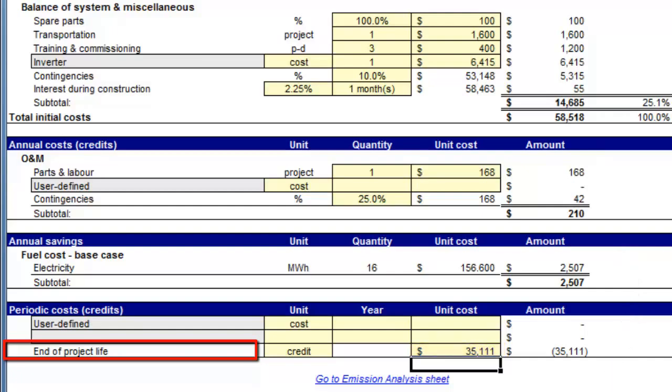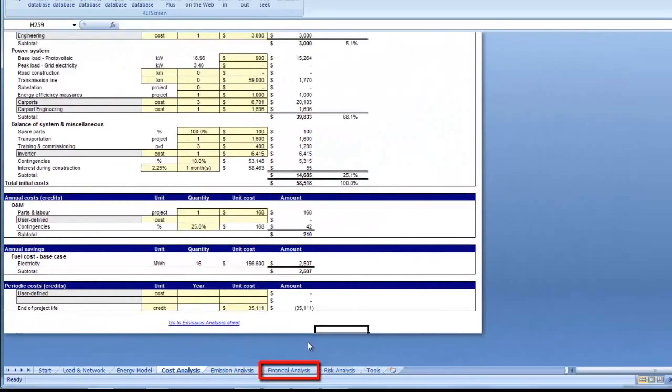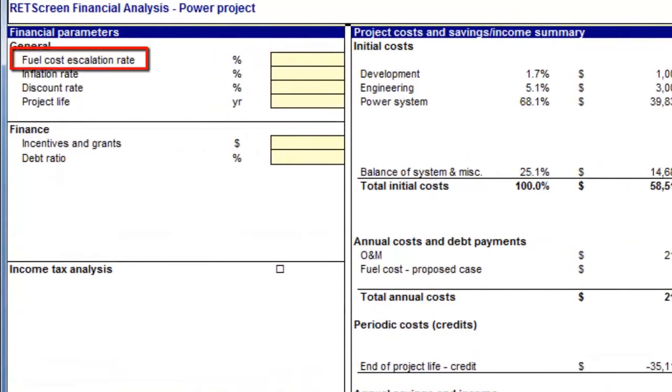Now that we've completed the cost analysis, let's move on to the financial analysis. The fuel cost escalation rate cell is used to enter the fuel cost escalation rate, which is the projected annual average rate of increase in base case and proposed case fuel costs over the life of the project. This value has very little impact on our project, considering the fact that we are not comparing to a base case relying on fossil fuel, and since there is no backup generator involved. Just for reference, let's enter 3%.